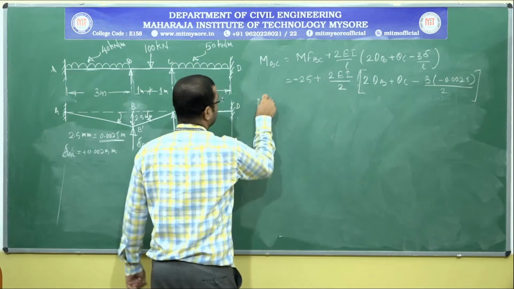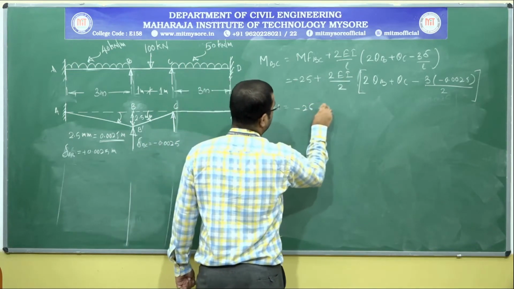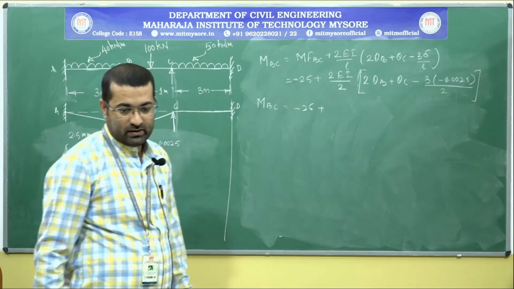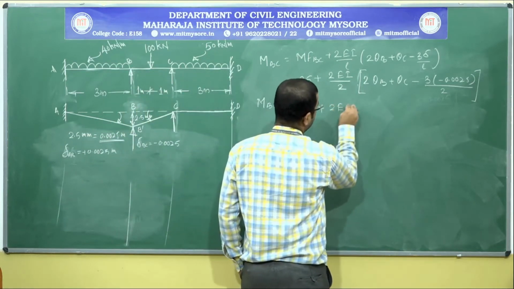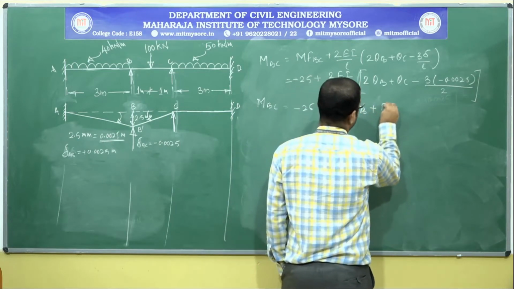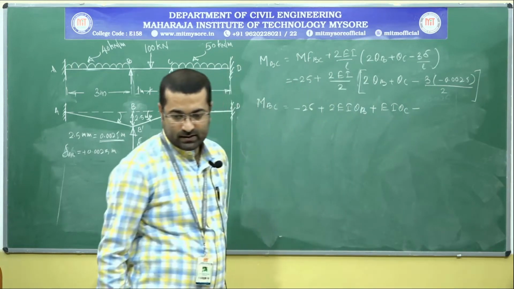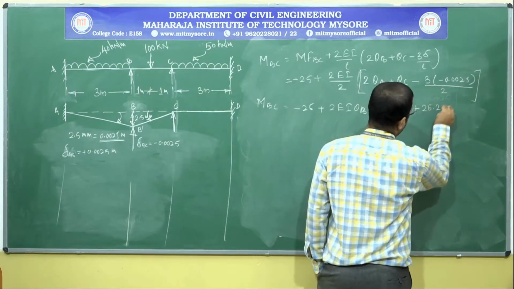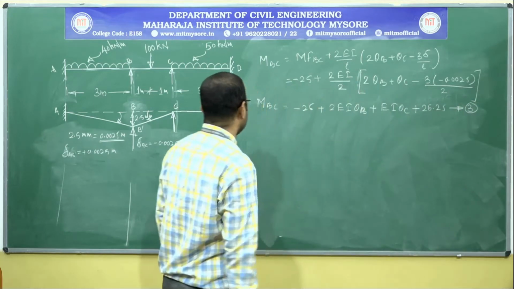So this equation yields to MBC is equals to minus 25 plus 2 EI theta B plus EI theta C, then plus 26.25. Call this as equation number 3.